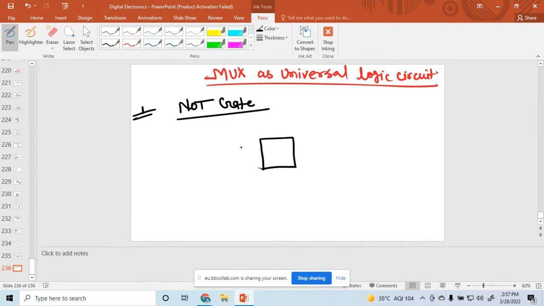2 is to 1 mux means two inputs I naught and I1. This one has two inputs, one selection line and one output. So what is the value of Y? And suppose this selection line is A. So this is the selection line, two inputs I naught and I1. And suppose that I naught is equal to 1 and I1 is equal to 0. So what is the logical expression of this one?